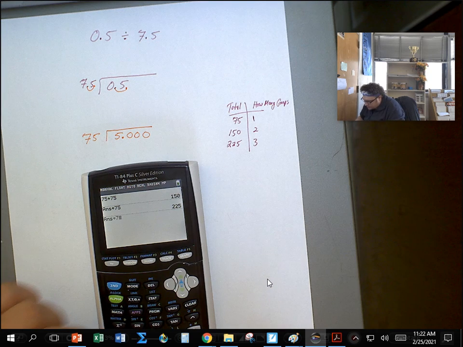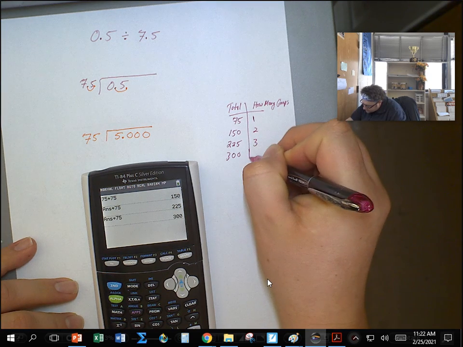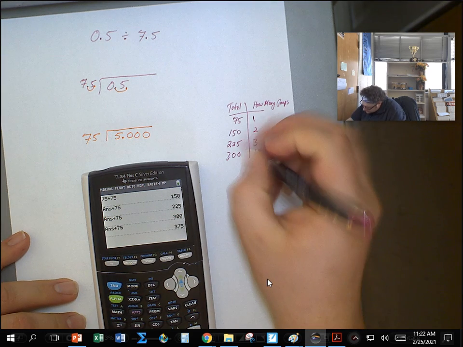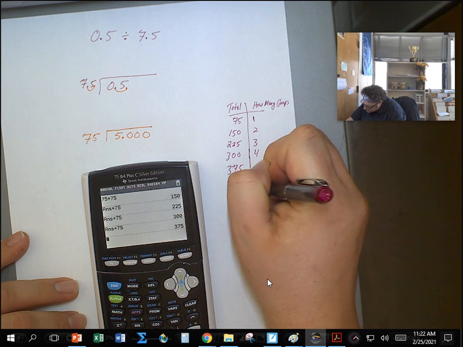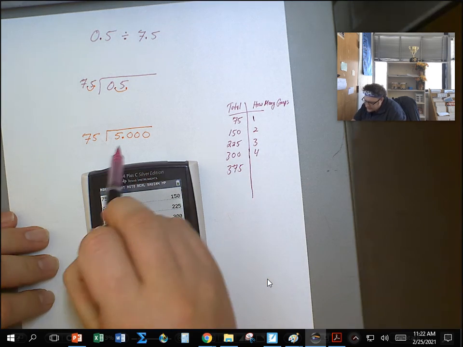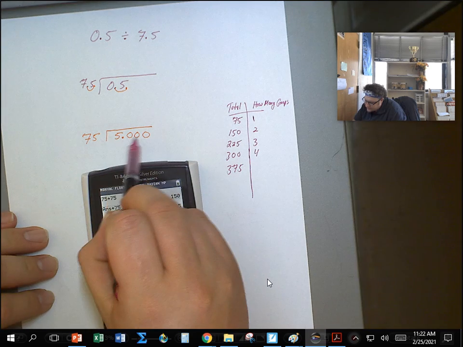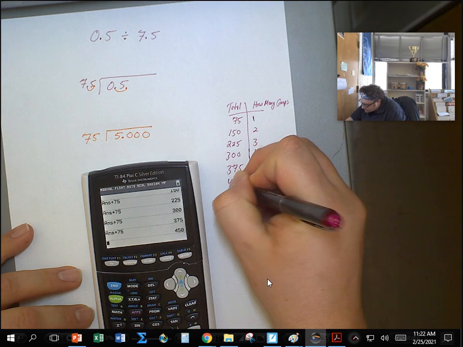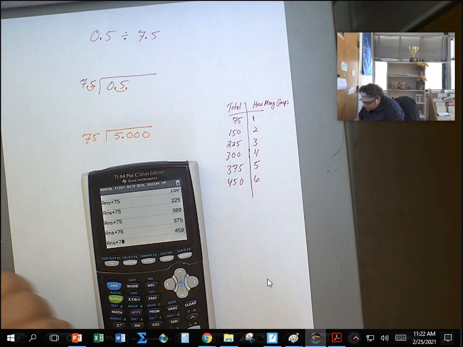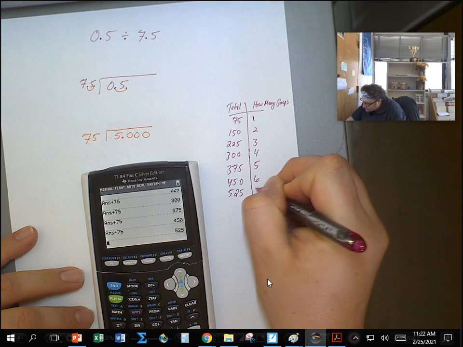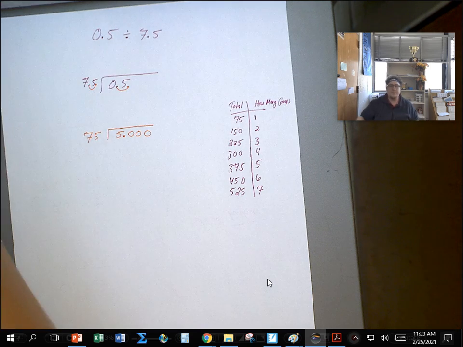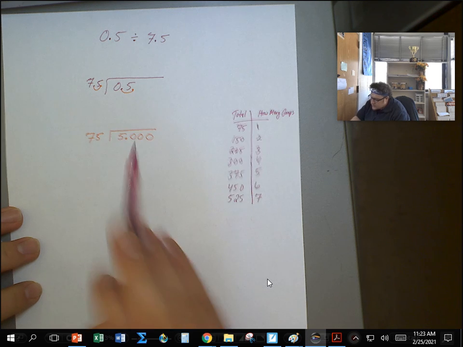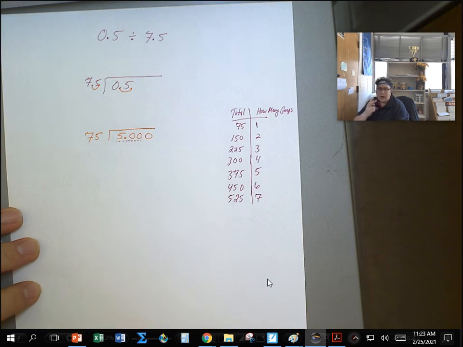Okay, so I'm just going to do a couple more because we're going to need a few of these. So 300 would be 4 groups of 75, plus another 75 is 375. Only a couple more. I'm going to go until we get to the 500s because the first one is going to be how many 75s fit in 500. So we're going to go up to the point where we get 500. So 450, that would be 6 groups, and then one more is 75 for 525, which would be 7 groups of 75. Okay, so we can't find groups of 75 within 50. So we're going to key our eyes to the 500.